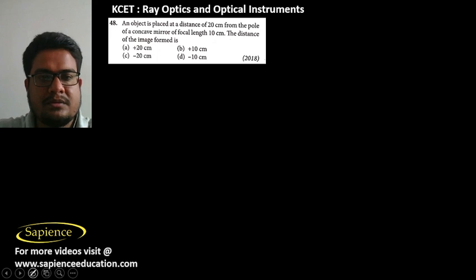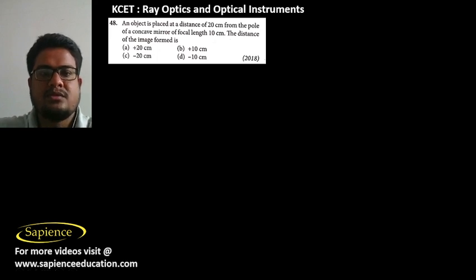Everyone, good evening. Here we shall solve some more KCET previous year questions of the chapter ray optics and optical instruments. In the previous three parts we had solved till question number 47. In this part 4 we shall start from question 48.